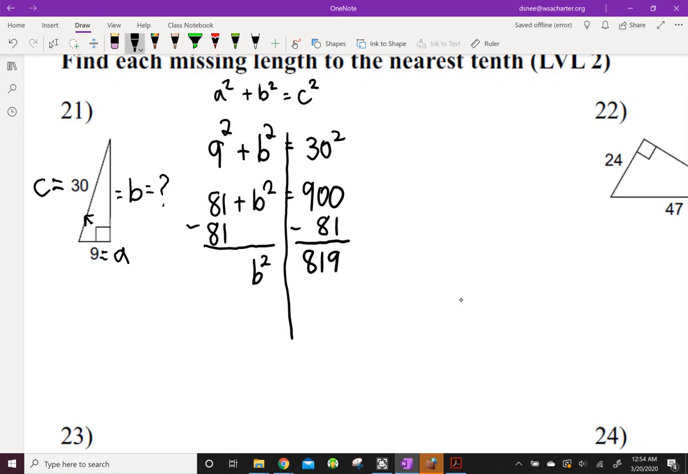Oh, wait a minute. That's not what we want. That's definitely not right. Second square root 819. Oh, I'm pushing the wrong button. Second root 819. There we go. 28.61. So 28.6. B equals 28.6. All right. There we go.